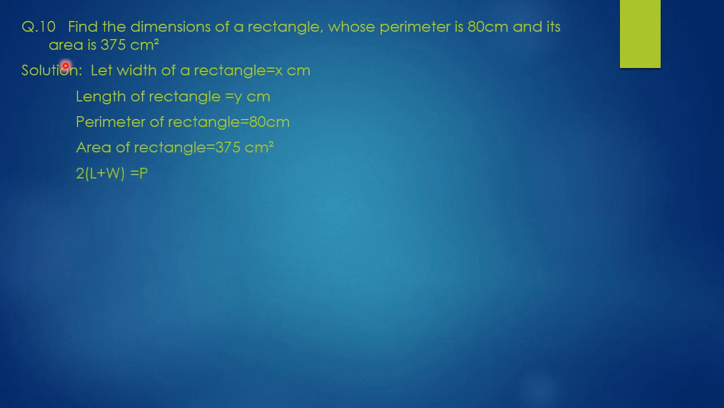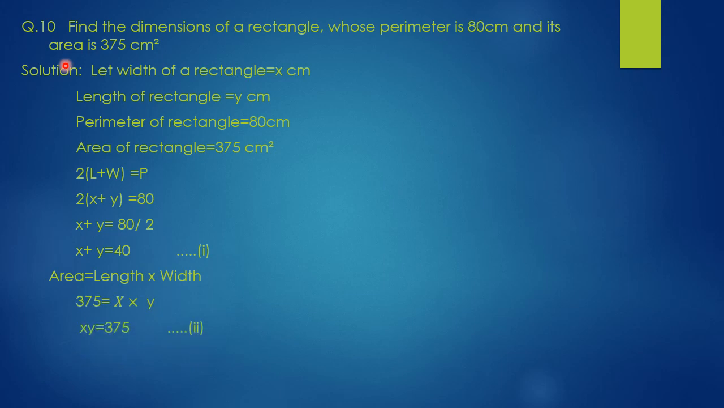So 2 into length plus width equal to perimeter. So 2 into bracket x plus y bracket close is equal to 80. x plus y is equal to 80 divided by 2. x plus y is equal to 40. Area will be equal to length multiplied by width. So 375 is equal to x multiplied by y. xy is equal to 375, which is equation number 2.